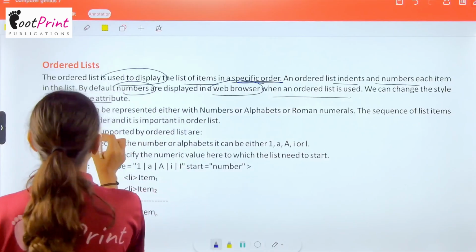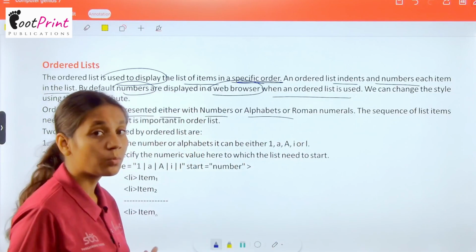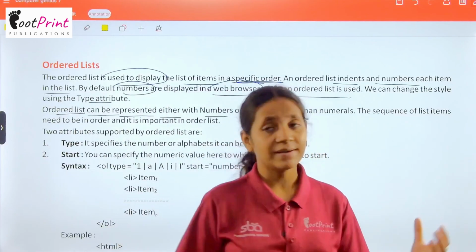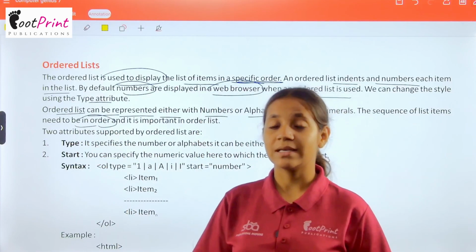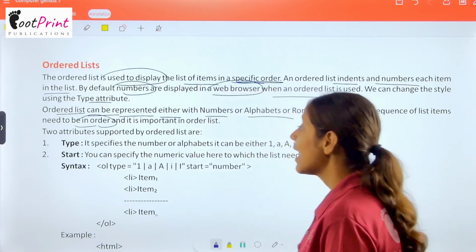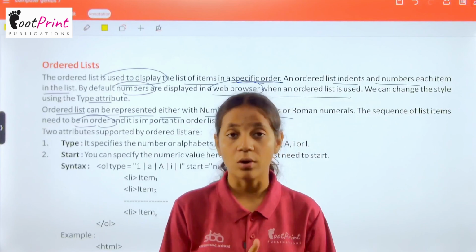Ordered list can be represented either with numbers or alphabets or Roman numerals as well. The sequence of list items needs to be in order. लेकिन आप जो भी रखेंगे वो ऑर्डर में होना चाहिए. And it is important in ordered list, और यही बहुत ज्यादा इंपॉर्टेंट होता है हमारी ऑर्डर लिस्ट में.